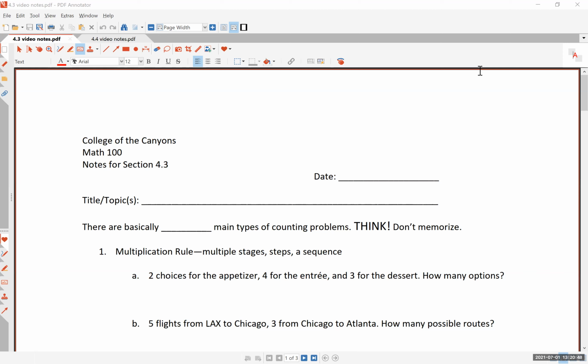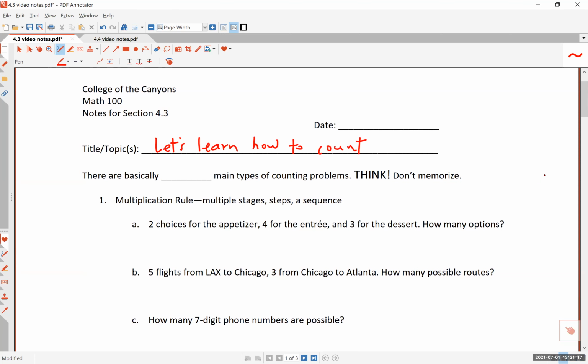All right, the title of section 4.3 is Let's Learn How to Count. Okay, so sounds silly, right? We all know how to count 1, 2, 3. Yeah, the question is to count how many ways we can do certain things or how many ways in which certain things can be done. All right, and we will learn 3 different types of counting, basically. I mean, there are many other variations of them, but essentially there are 3 main types of counting.